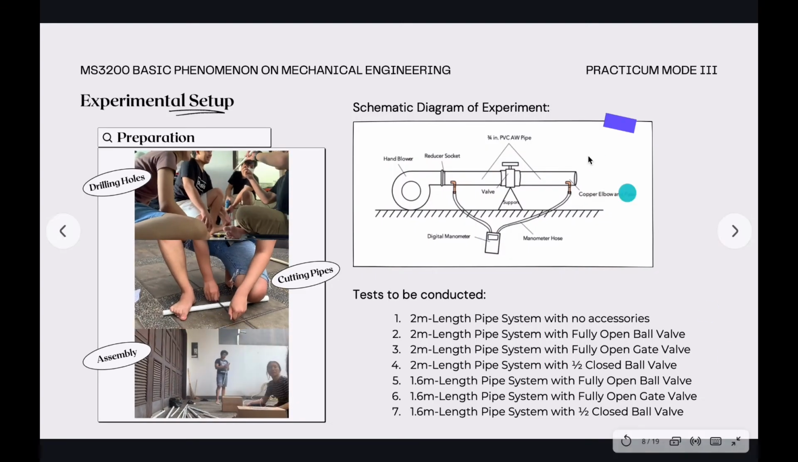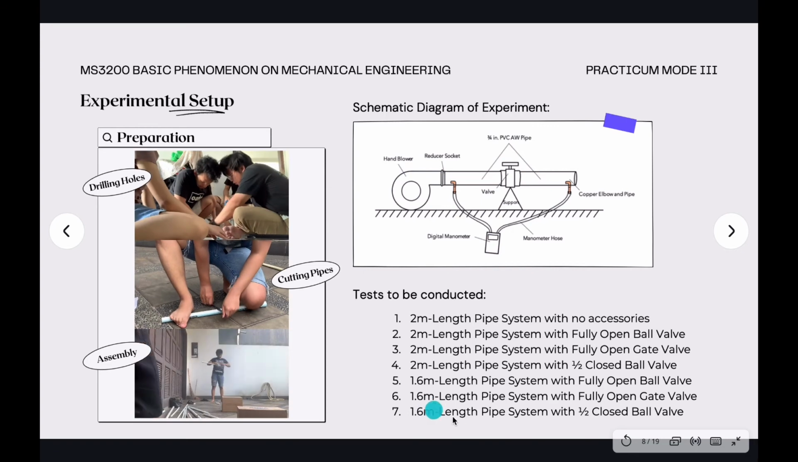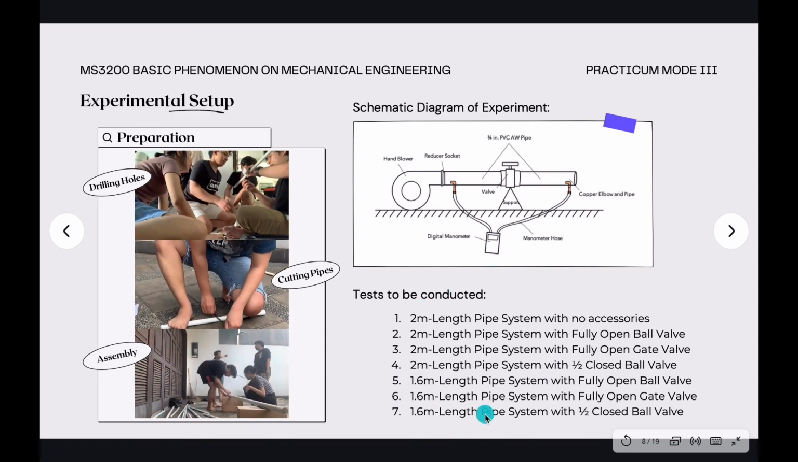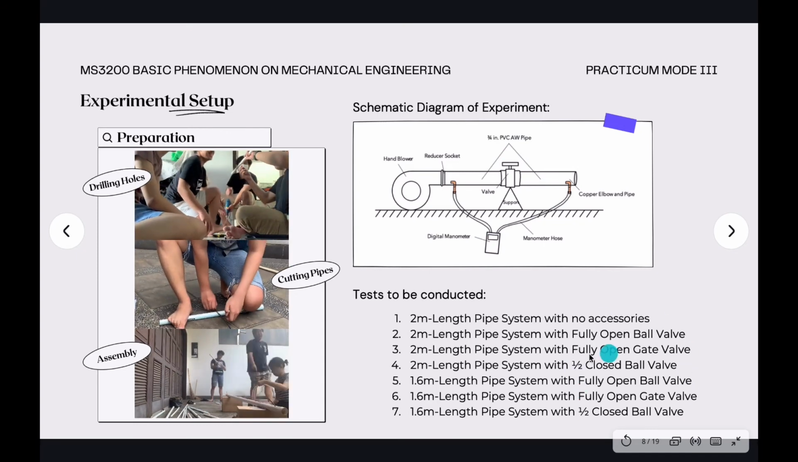Here is a schematic of the experimental setup, and these are the tests that were conducted in this experiment. As you can see, there is a variation in length, variation in valves, as well as variation in valve openings.